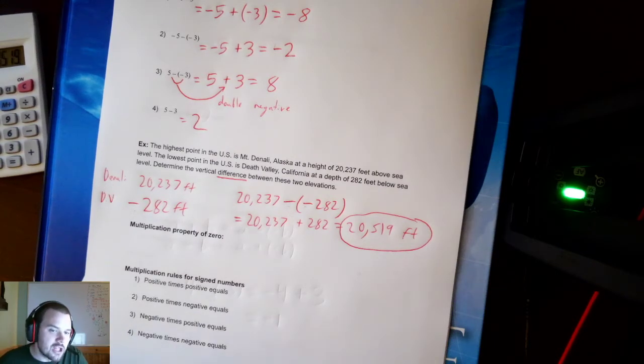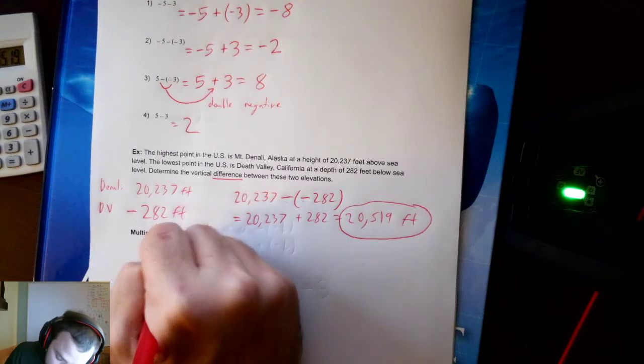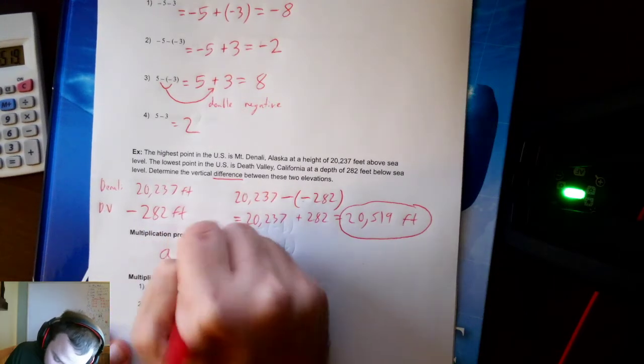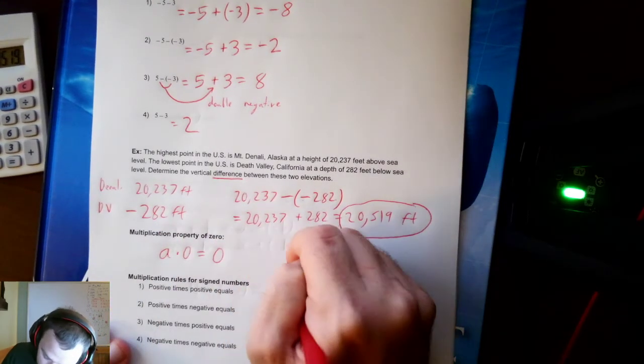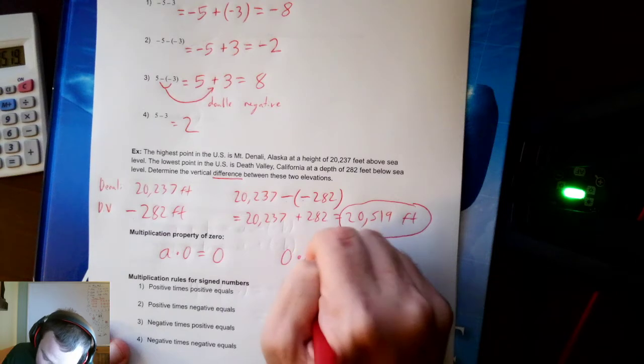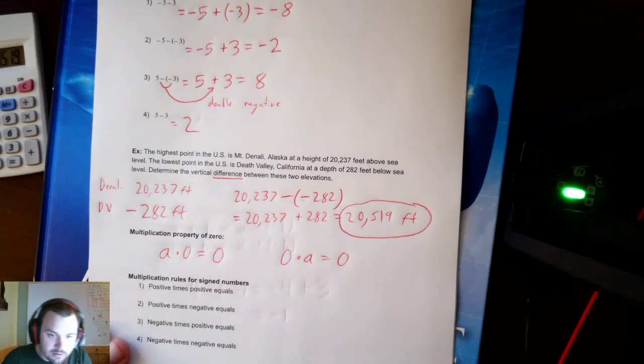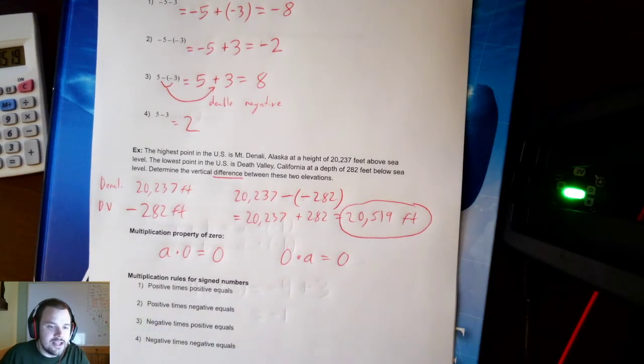Now, multiplication. Let's shift away from add and subtract to multiply them. Multiplication property of 0. Anything times 0 is 0. Also, 0 times anything is also 0. 0 is definitive in multiplication.